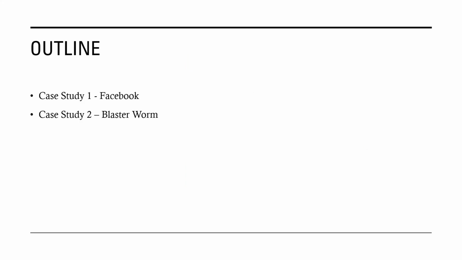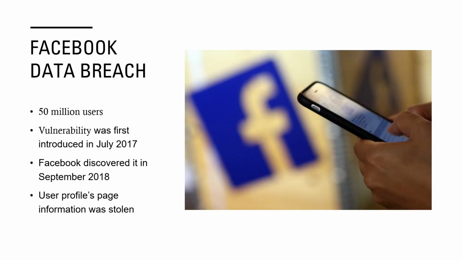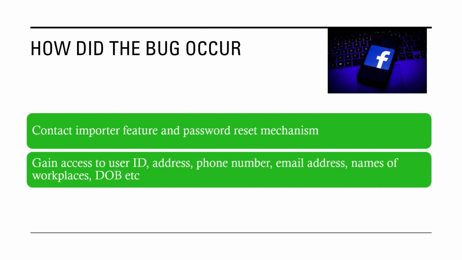For today's presentation, I'll be touching on two case studies, one on Meta and the other on the Blusterworm buffer overflow. The data breach back in 2017 affected around 50 million Meta users and it was only discovered back in September 2018. Lots of user profile information was stolen. The bug occurred on the contact import feature and the other is the password reset mechanism. Through these features, hackers managed to gain access to sensitive details such as phone number and address.